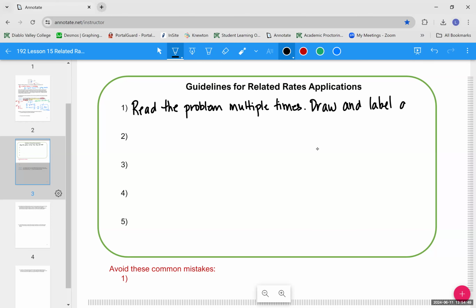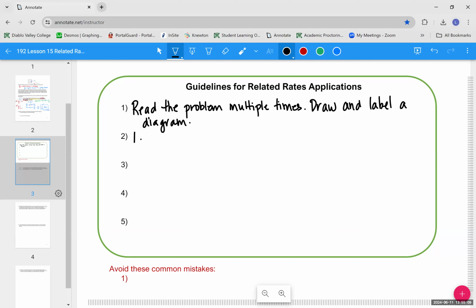So then you're going to want to draw and label a diagram, if possible, right? That illustrates what's going on. You might have to come up with some variables, right? You should do all of that methodically so that you have a good idea of what the scenario even is. Then I would suggest you do your know and your want.